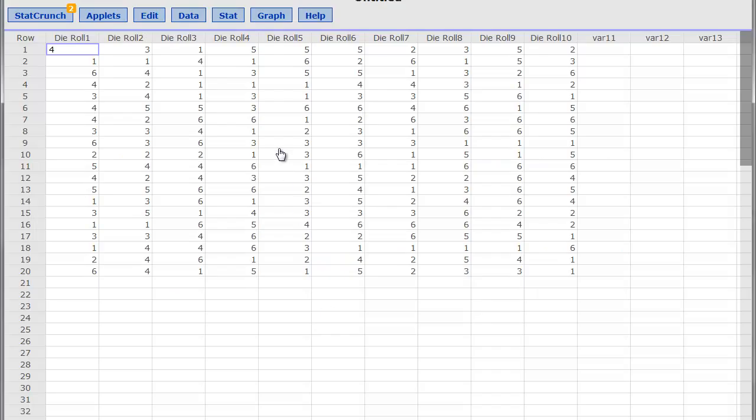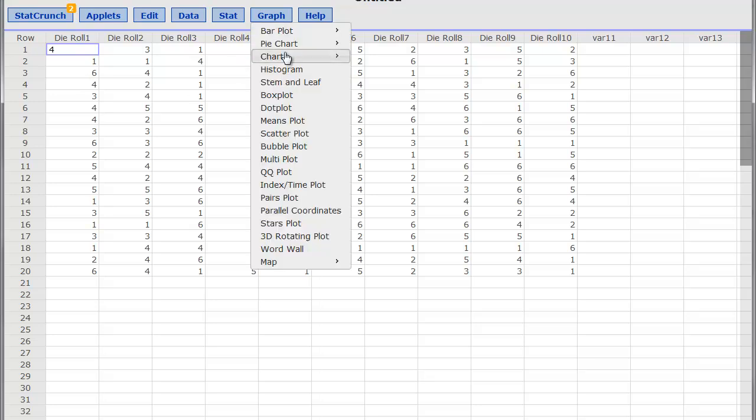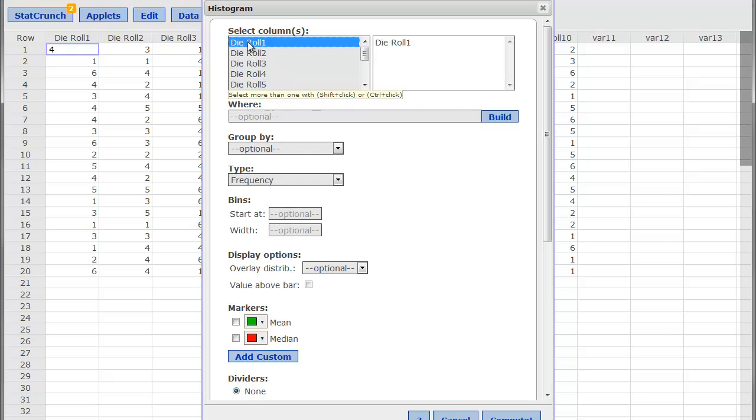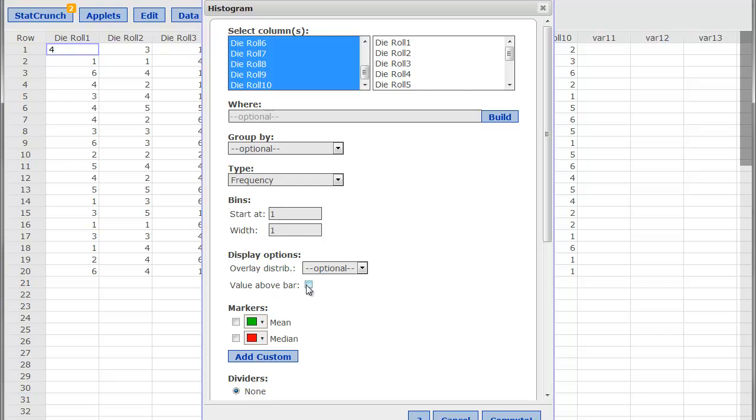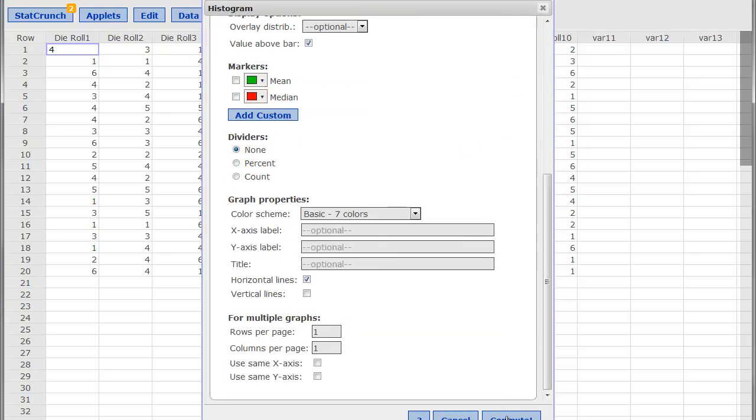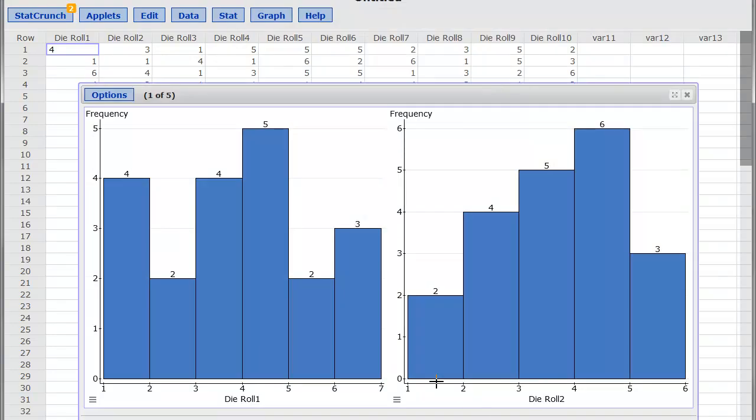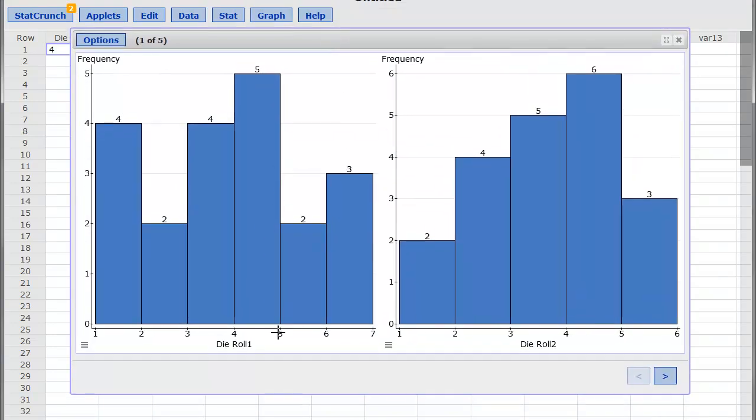So I'm going to go over here, and what I did in StatCrunch was I did 10 simulations of 20 die rolls. And so this is just a 6-sided die, so the values go from 1 to 6, all right? And what I want to do is look at what the histogram looks like for all of these. If I start at 1 and I have a bin size of 1, I'm going to put the value over the bars, and to be able to compare, I'm going to put 2 histograms per page. And I'm going to click compute. And so here are die rolls 1 and 2.